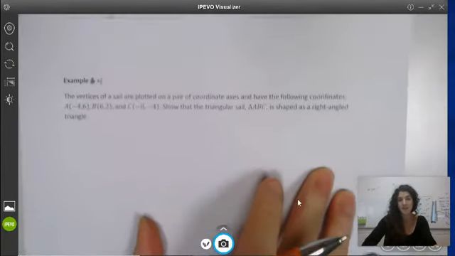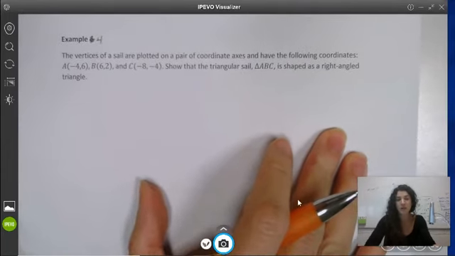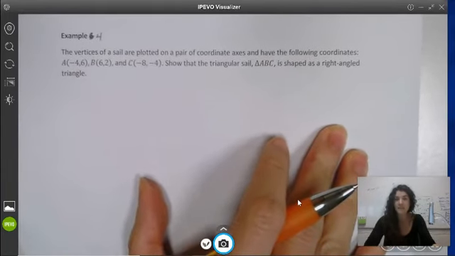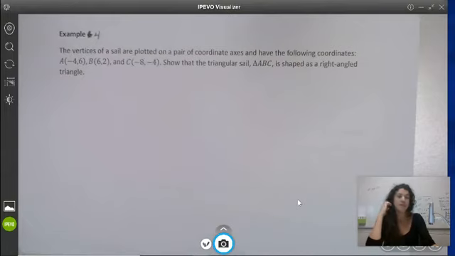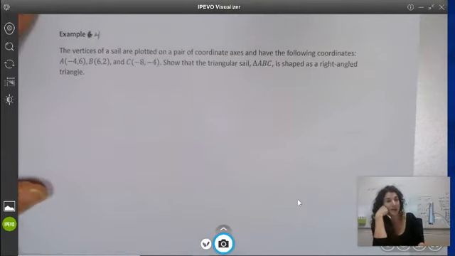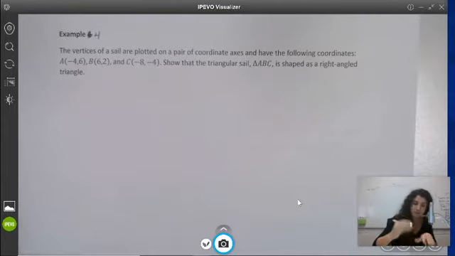Last example. The vertices of a sail are plotted on a pair of coordinate axes, and the following coordinates show the triangular sail, triangle ABC, is shaped as a right-angled triangle. Show that the triangular sail ABC is shaped as a right-angled triangle.